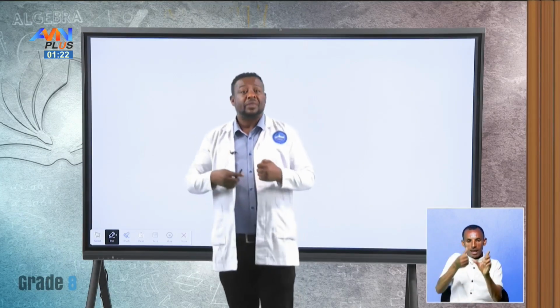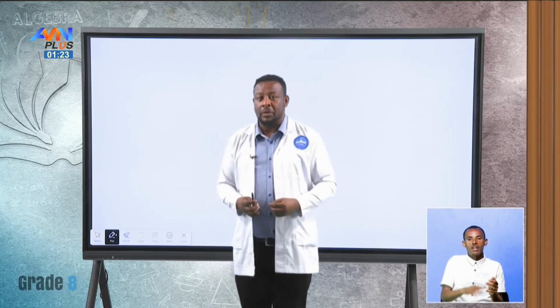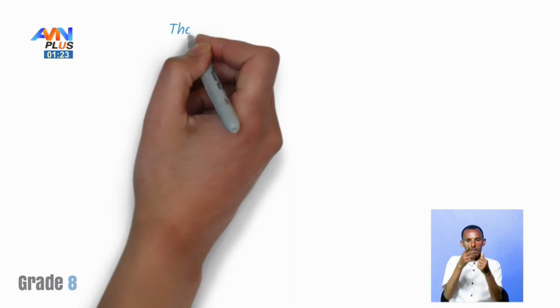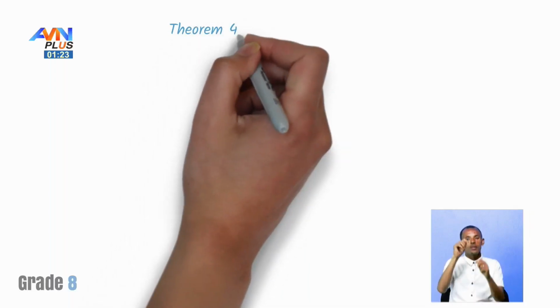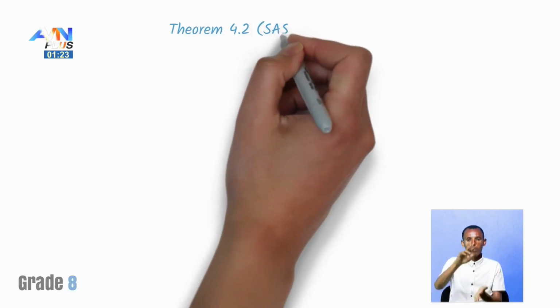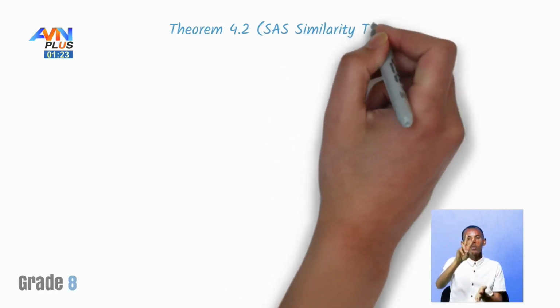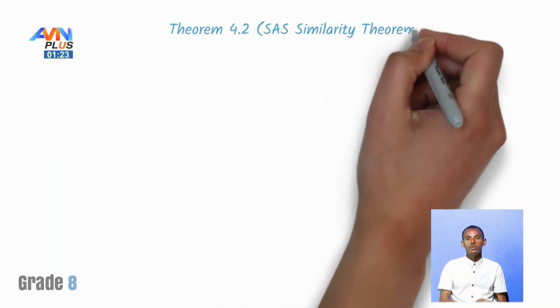So now we will see the next test for similarity, the side-angle-side similarity theorem. And the third one is the side-side-side similarity theorem. Okay, let's see these two things first. Okay, theorem 4.2. Theorem 4.2 is about the side-angle-side similarity theorem.